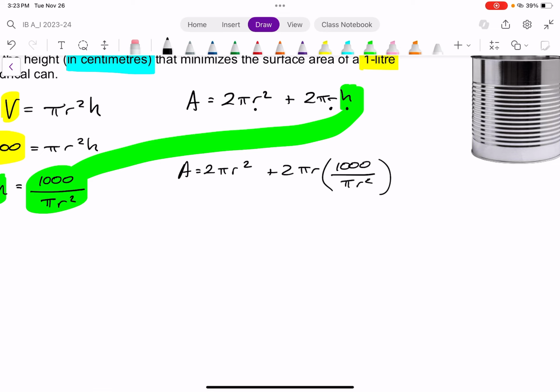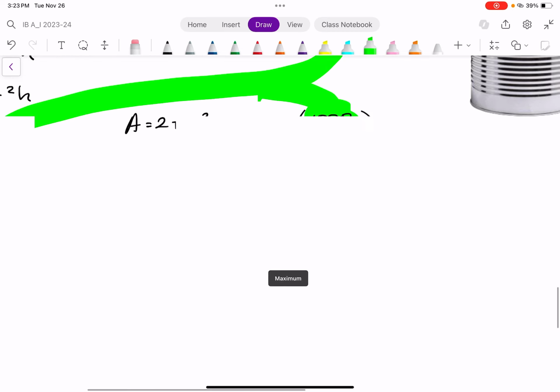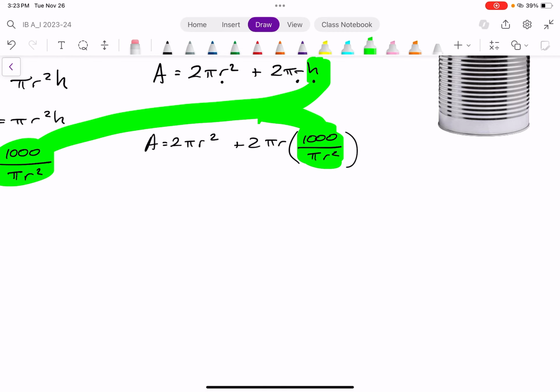And this idea of having to combine 2 different functions together in order to reduce the number of variables is very, very common in these optimization problems. Well, now I have a function with just a single input. However, I can also cancel out my pi's here. I can also cancel out one of these r's. And so let me rewrite this as the surface area is 2 pi r squared plus 2,000 over r.